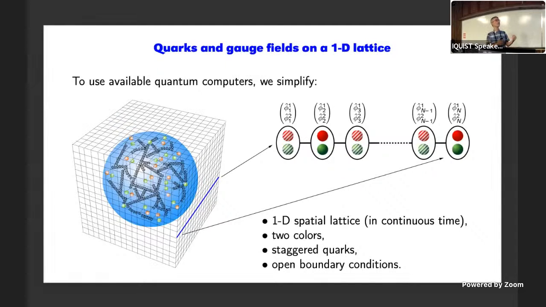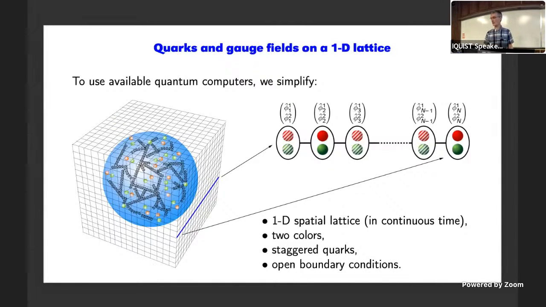We would like to have a non-abelian theory where the gauge fields interact with other gauge fields, as opposed to the photon, for example, which doesn't interact with other photons because they're not electrically charged. We'll also use staggered quarks. This is one of the quark options that is used in traditional lattice gauge theory as well. It simply means that on each lattice site, we won't have both quarks and antiquarks. We will have one or the other.